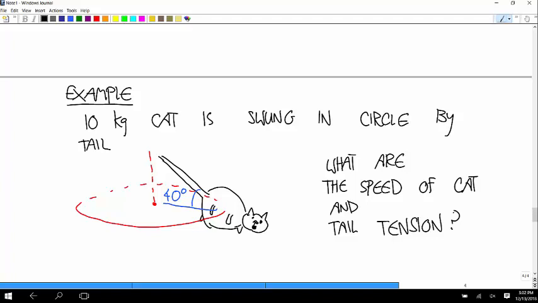We need the tail length. Yes, very good. So the tail length is, it's a good cat tail length, 0.6 meters. That's after you've been doing this for a really long time. Let's say 0.2 meters.